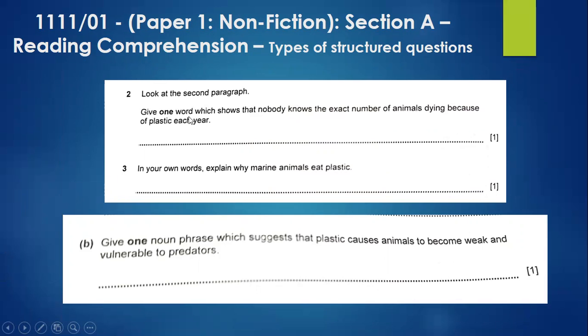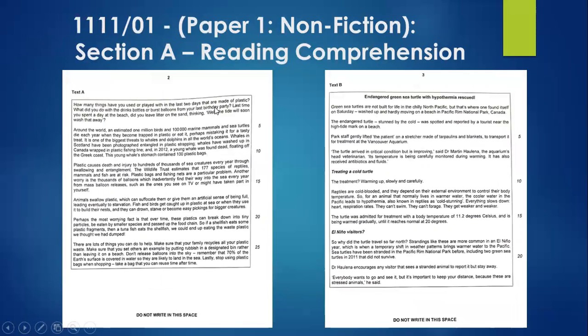Now, this is an example of a question asking you to provide meaning, or they have given you the meaning, you just have to provide the word. So let's look at the second paragraph of the text and see which word suits the meaning. Nobody knows the exact number. So this is the second paragraph. So what word do you think would suit the meaning of nobody knowing the exact number? Yes, here you go. This is the word, and the answer is estimated, which means a rough guess.